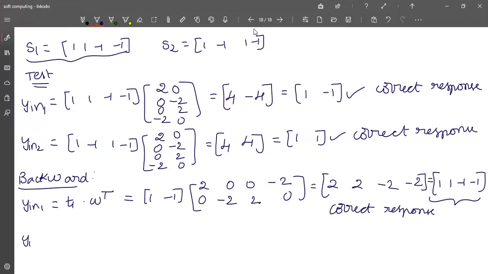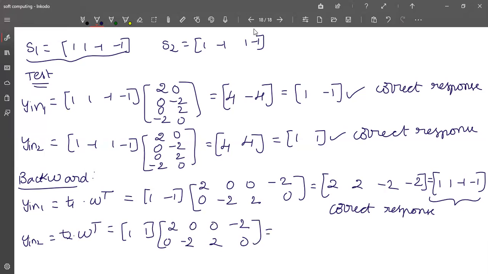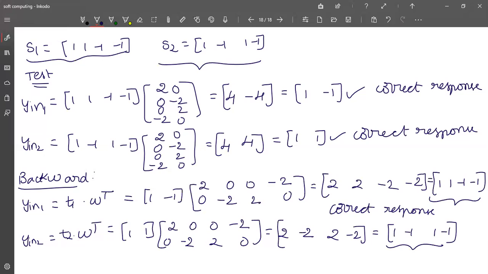Now let's test for second input vector. The target is T2 and W transpose. T2 is 1, 1, right? And W transpose is 2, 0, 0, minus 2, 0, minus 2, and 2 and 0. So the result will be 1 into 2, 2, and 1 into minus 2, minus 2, 1 into 2, 1 into minus 2, minus 2. If we apply activation function, we will get 1, minus 1, 1, minus 1. This is nothing but our second input vector. So here also we have obtained correct response. So this is how you have to perform on this bidirectional associative memory network.